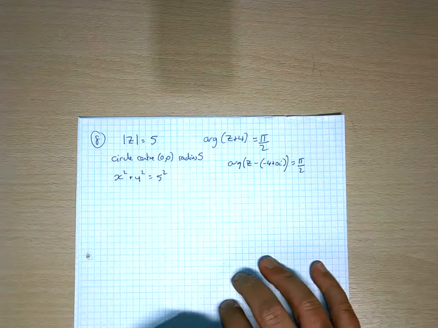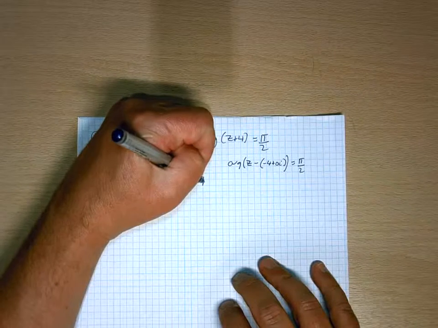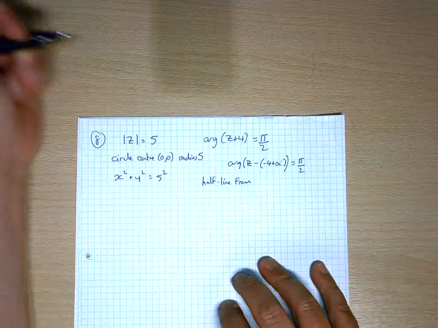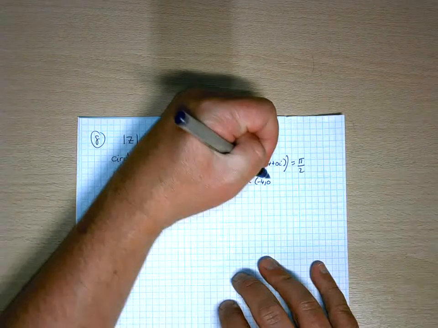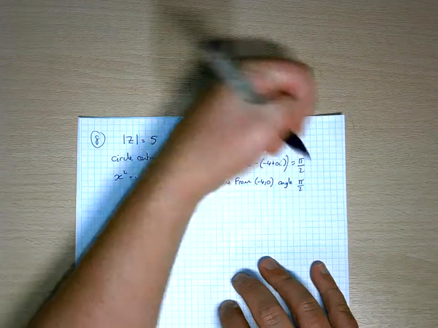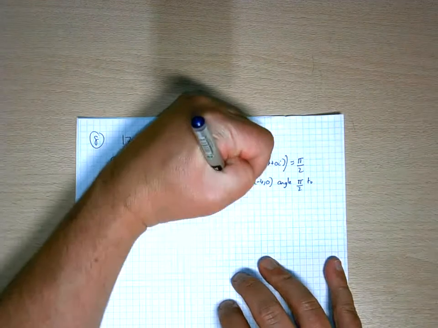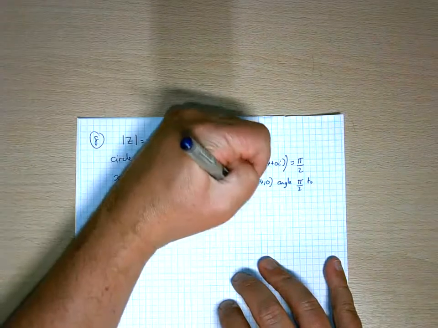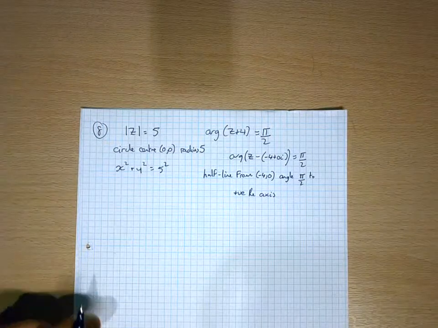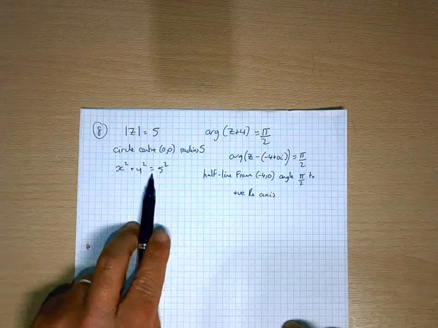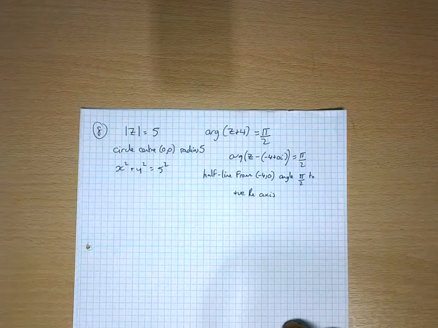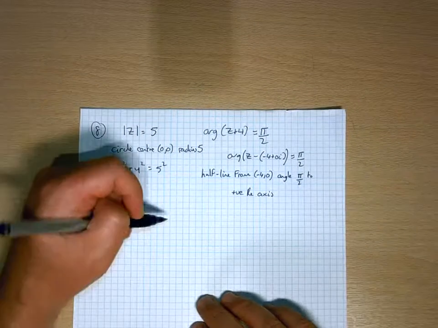And that as a standard loci is a half line from minus 4, 0, angle pi by 2 to positive real axis. Okay, so we've got a Cartesian equation of a circle. We haven't got the Cartesian equation for that yet, but we'll get that fairly quickly once we've drawn the Argand diagram. So let's get the Argand diagram sketched.